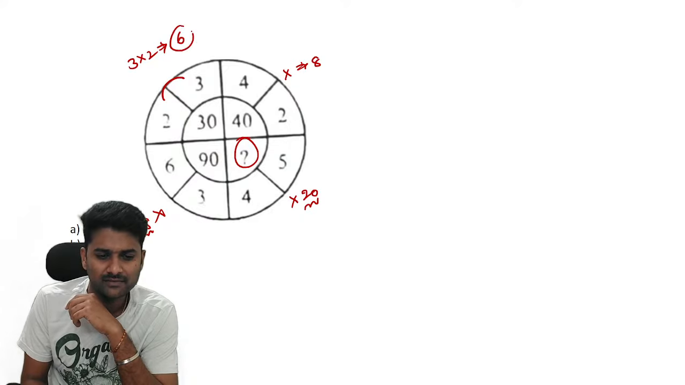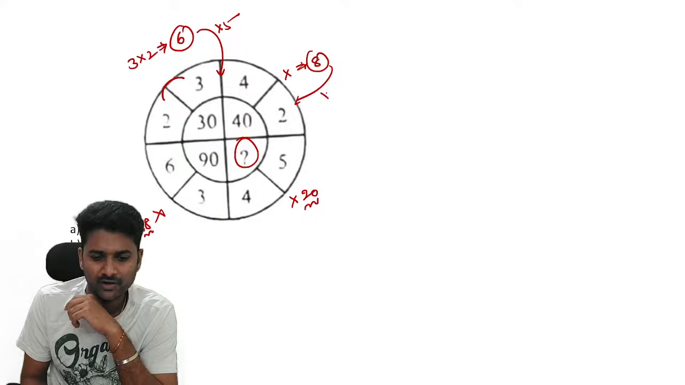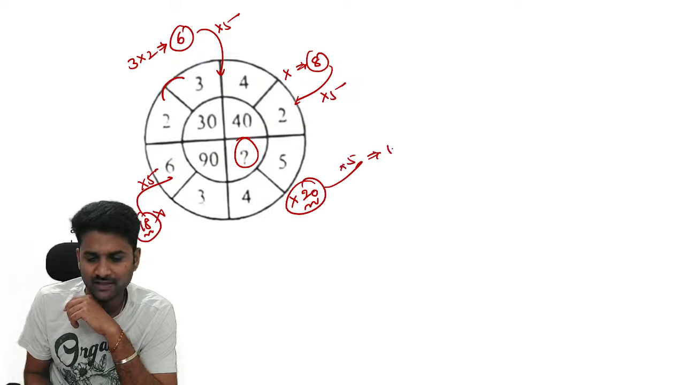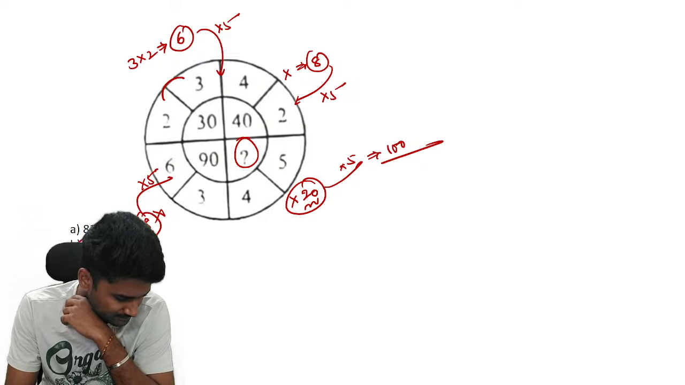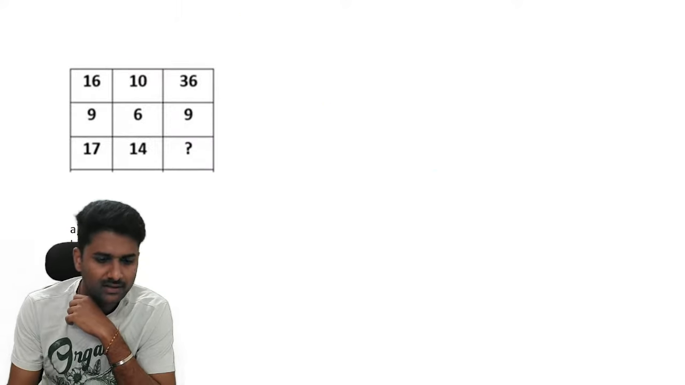But how does 6 become 30? It is multiplied by 5. 8 becomes 40, multiplied by 5. 18 becomes 90, multiplied by 5. And 20 is multiplied by 5, then the result becomes 100. Yes, very good, Nana Ramesh. Good. Next one.